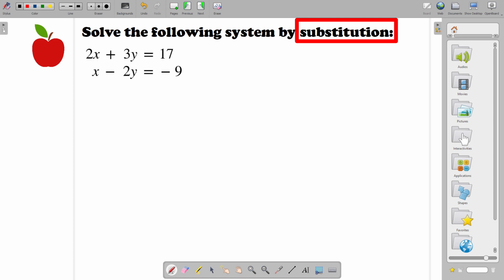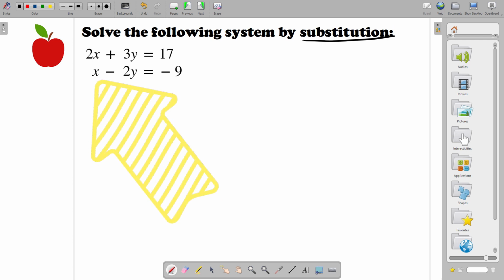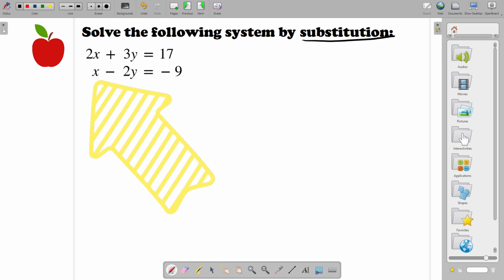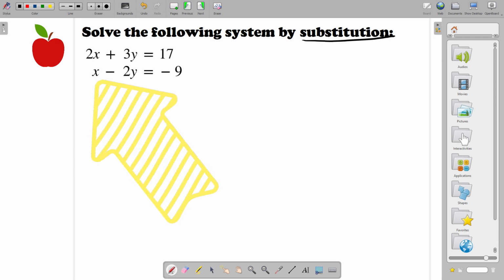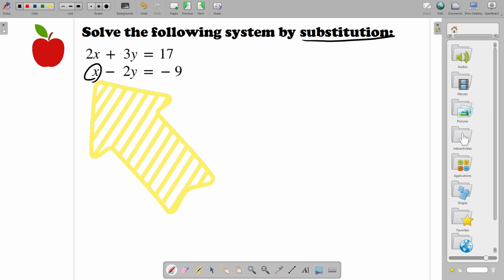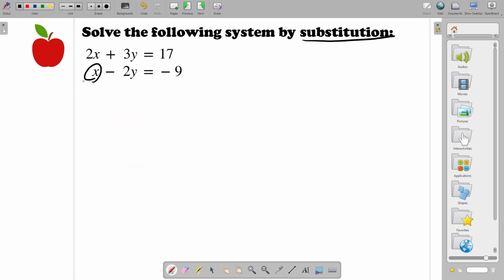We're told to solve this system by substitution. Anytime you're solving by substitution, you want to look for a place where you can take and solve for one of the variables very easily. Here, when I look at this system, I see that I have an x with a coefficient of 1, so it would be very easy to take this equation and solve it for x to get everything else on the other side. I'm going to label my steps, and I always use letters so that my numbers don't get confused with my letters.